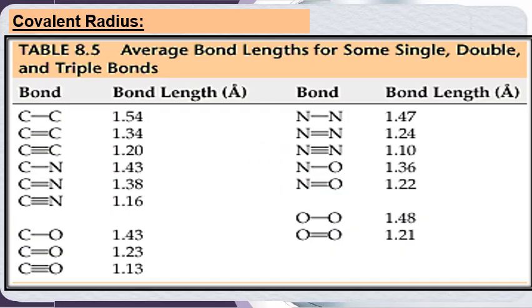Now, next, here some of the covalent radii are discussed. All these are the homotypes. You will find the bond lengths given there: the carbon to carbon single bond length, the carbon to carbon double bond, and the carbon to carbon triple bond.